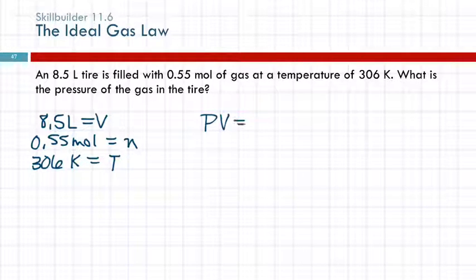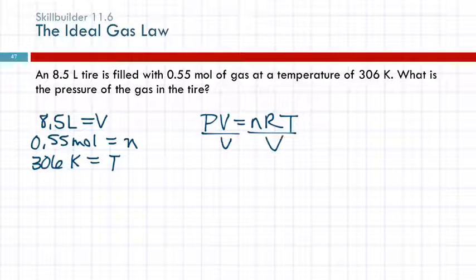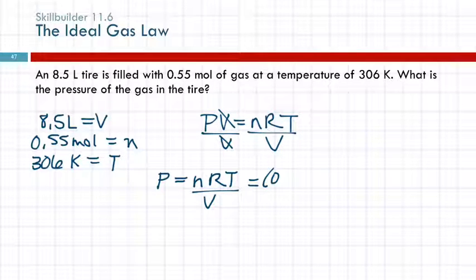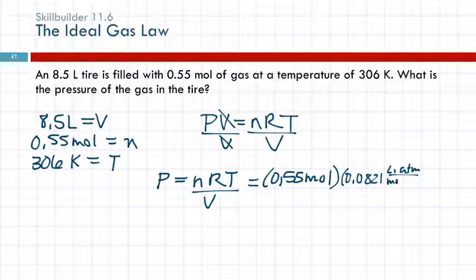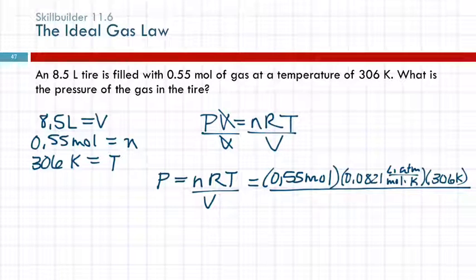When you take your PV equals nRT, this time I'm solving for pressure, so I'm going to divide by volume. Pressure equals nRT over V. n is 0.55 moles. R, 0.0821 liter atmospheres per mole Kelvin. Always write the units. Times the temperature, 306 Kelvin, divided by the volume, 8.5 liters. So the moles are going to cancel, the liters are going to cancel, and the Kelvins are going to cancel.